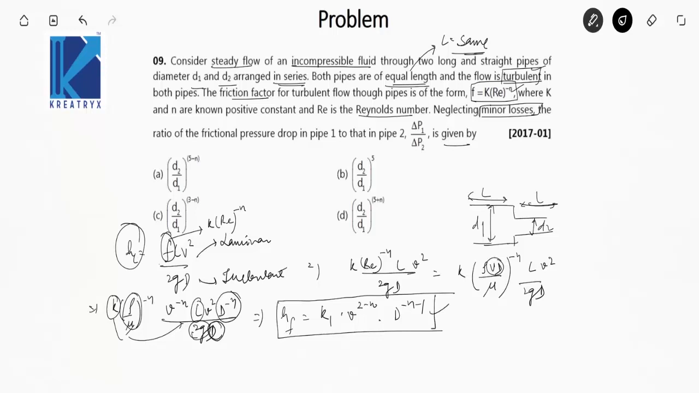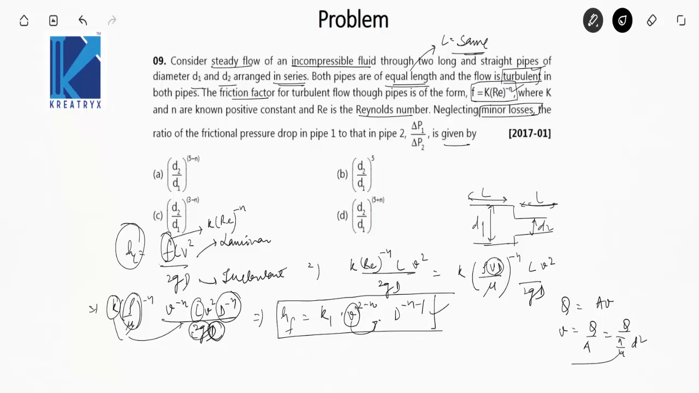Now see the options. The options are only given in the form of D, that is D2 and D1. So we have to convert this velocity also in the form of D. How can we do that? We can use Q is equal to AV. So V is Q by area, and area is pi by 4 D square. For the first pipe it will be D1 and for the second pipe it will be D2.